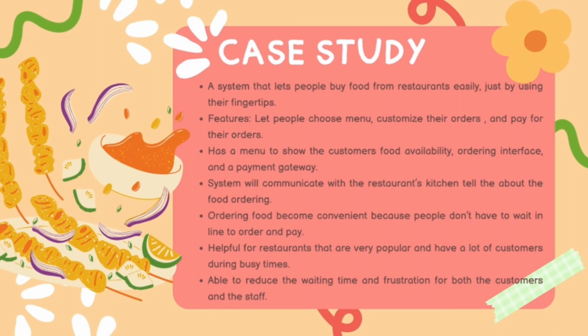For the case study, this is a system that lets people buy food from restaurants easily just by using their fingertips. Features: let people choose menu, customize their orders, and pay for their orders. It has a menu to show the customer food availability, an ordering interface, and a payment gateway. Next, the system will communicate with the restaurant's kitchen and tell them about the food ordering.